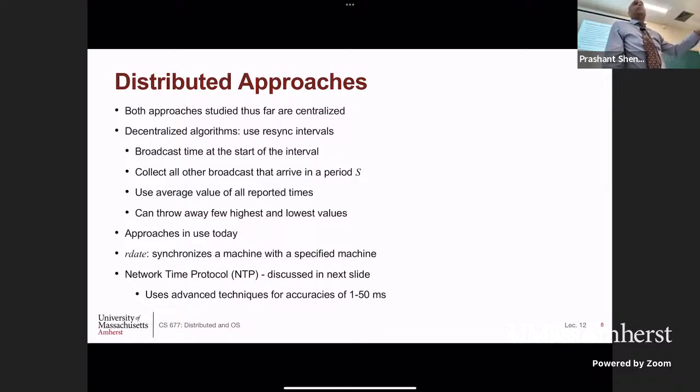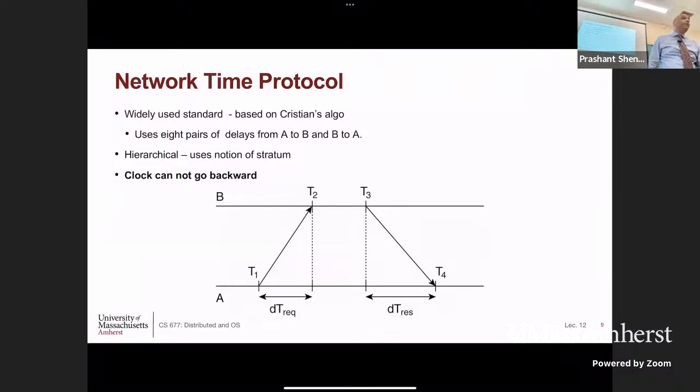Okay? So you need essentially one machine that is listening to satellite, because the main time server needs to listen to satellite signal or listen to an atomic clock to synchronize itself. Okay? Others can just synchronize with that machine. Okay, so that is NTP.